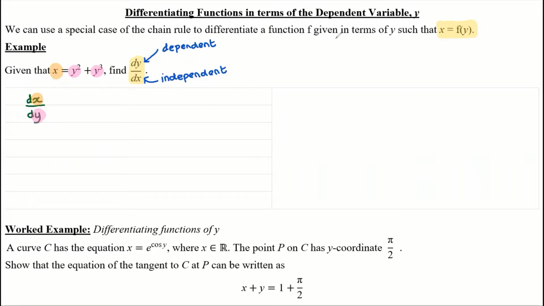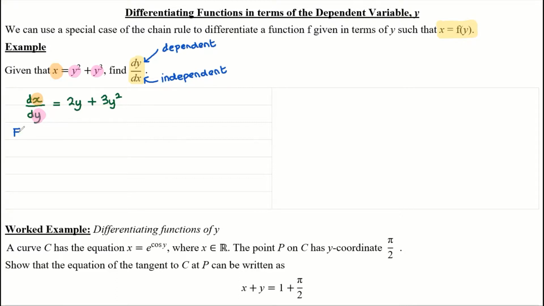So I would just differentiate this as 2y, bringing the power down and taking 1 off the power. And then same for the next term, bring the power down and take 1 off the power. So I get dx by dy is equal to this. So how would we find dy by dx? Well, if I reciprocate my dx by dy, that would give me dy by dx, wouldn't it? It would just be a simple case of writing it as 1 over dx by dy. So that's what we're going to do.